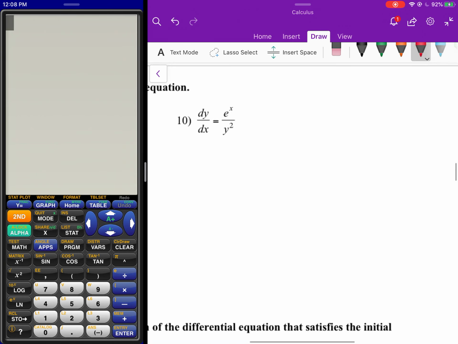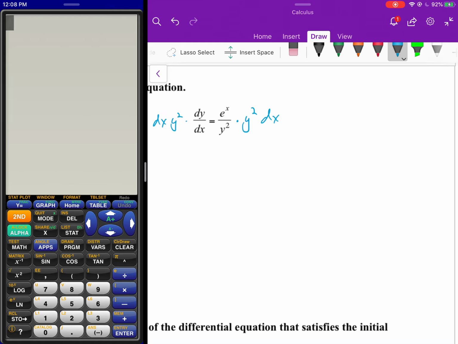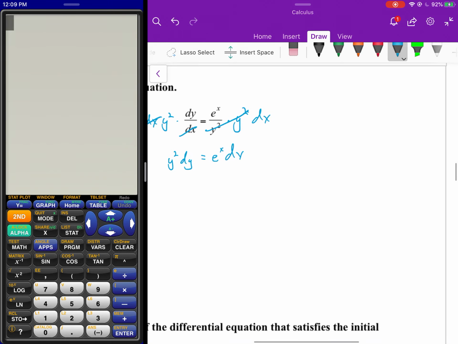Moving on to number 10, it's going to be very similar. I'm going to get that out of the way. It's separable, so we can multiply both sides by y squared. To get the y's to the right side, we can multiply both sides by dx to get the x's. Sorry, I said that wrong. Y's to the left side, x's to the right side. So this is y squared dy equals e to the x dx. And again, that's because these canceled and these canceled. And now we're going to integrate both sides.